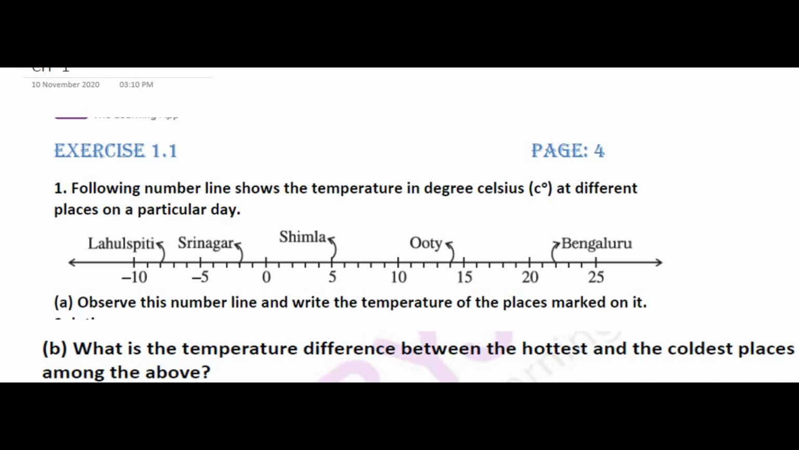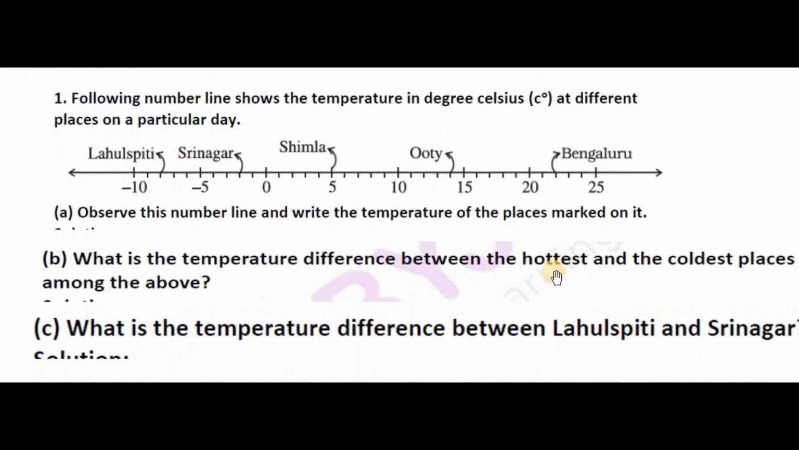Okay, so on the number line it is shown very clearly that Lahul Spiti, it is minus 10 degrees Celsius. Oh sorry, 5, 6, 7, 8. It is minus 8 degrees Celsius, and Srinagar is minus 2 degrees Celsius. Shimla is 5 degrees Celsius. Ooty is 14 degrees Celsius, and Bangalore is 22 degrees Celsius.